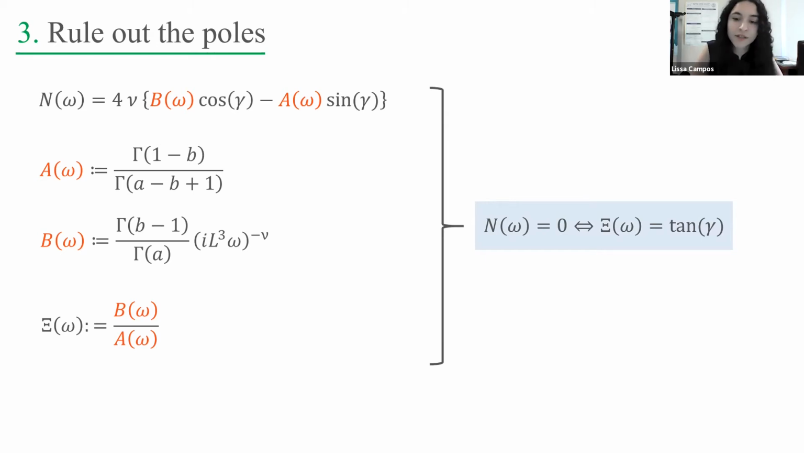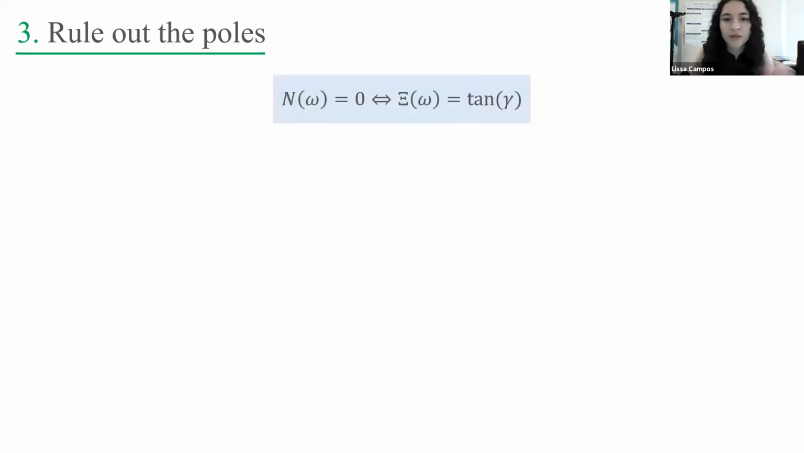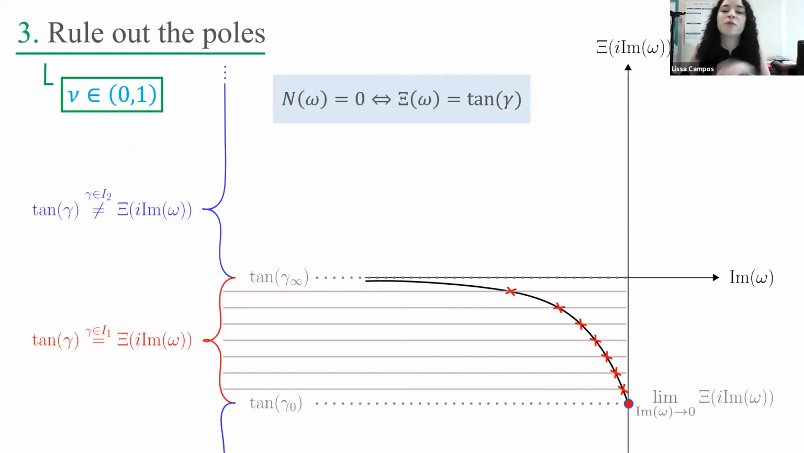And then if we study this function as a function of purely imaginary frequencies, we get a very different behavior depending on the value of the effective mass. So if we do that for the first case, from nu going from 0 to 1, we obtain something like this. So xi is real valued from a certain finite negative number until 0. And for all of these values, we can find a gamma such that xi of omega equals tangent gamma.